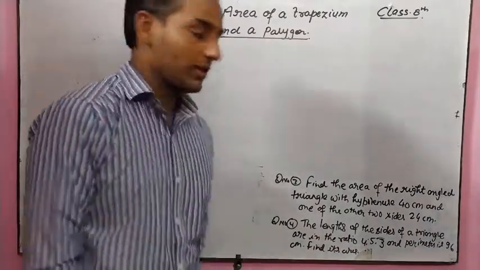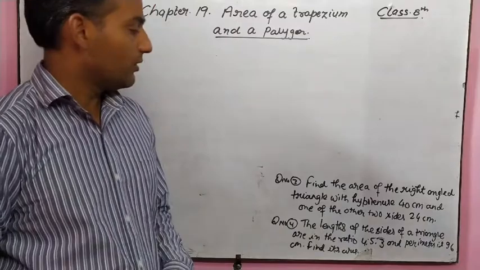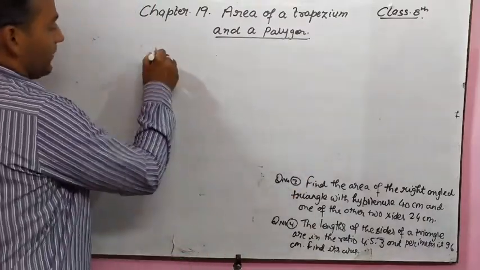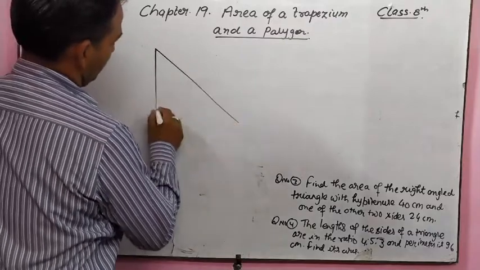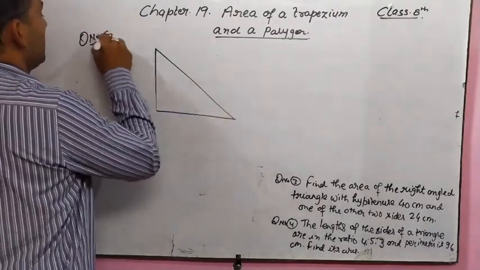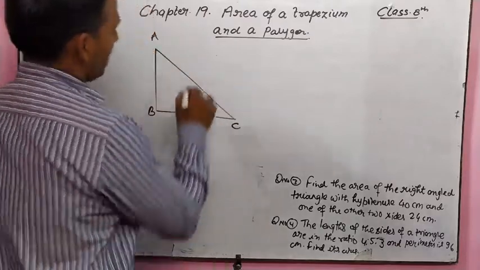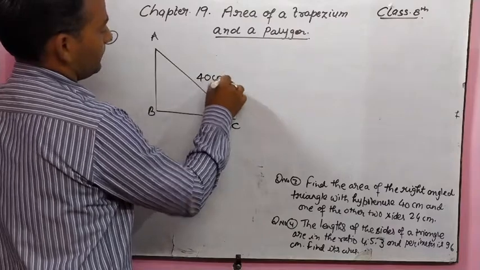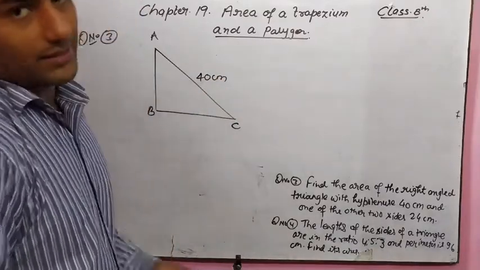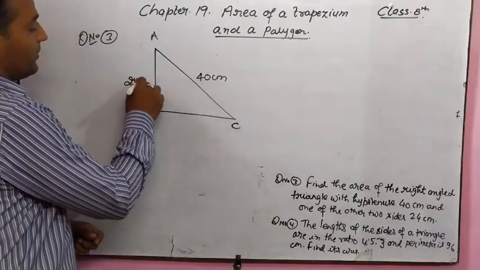Okay, now the third question is, find the area of the right angle triangle with hypotenuse 40 centimeter. Let us make one right angle triangle. Question number three. A, B, C. Hypotenuse is 40 centimeter and one of the other two sides is 24. Any one of them is 24. Let us write here 24 centimeter.